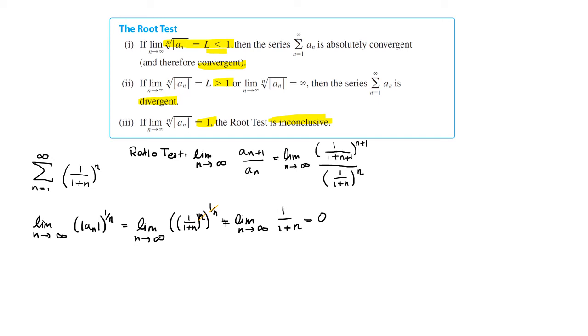And so, since this value is less than 1, by the root test, our series converges. And it was pretty easy. So the root test is going to be a great tool which we're going to use when we have nth powers.